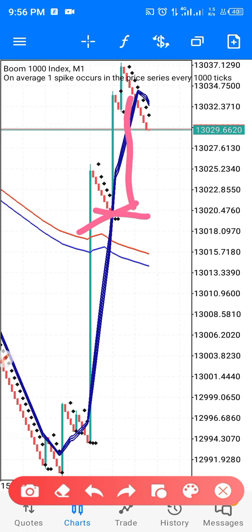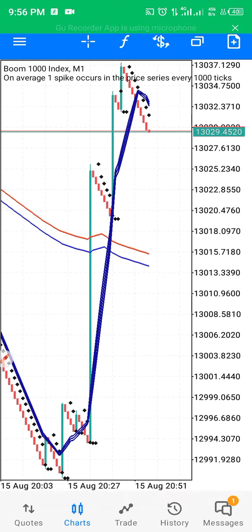But here, right here, you can see there is a cross already, and if you have entered, you will see 1, 2, 3, and this is 4. We would have been getting ready to get out of this market the moment this 5th one closes. So that's what you can do.